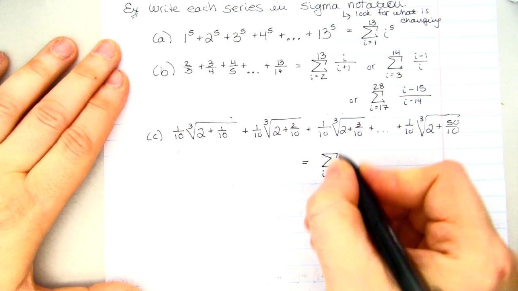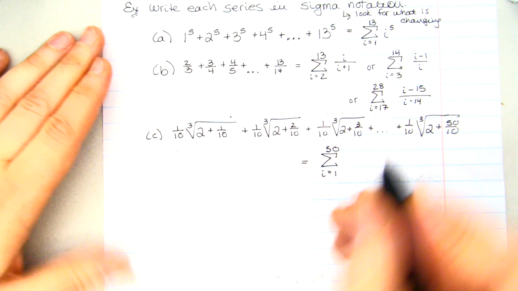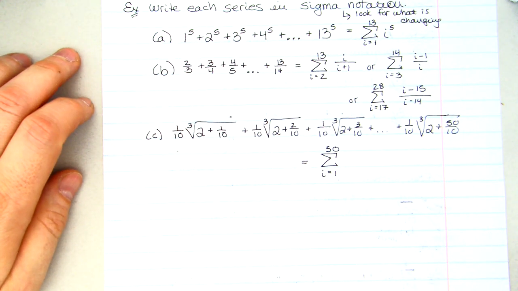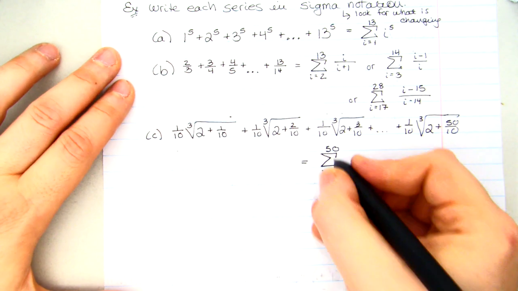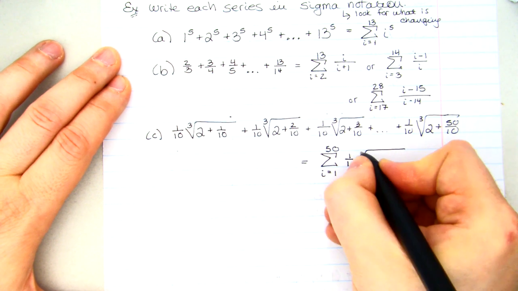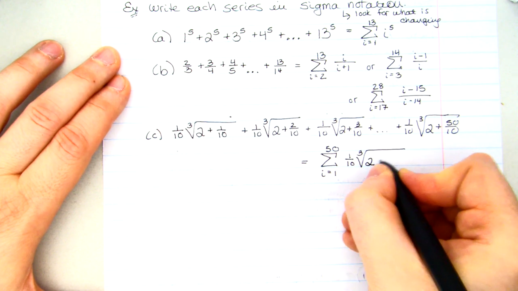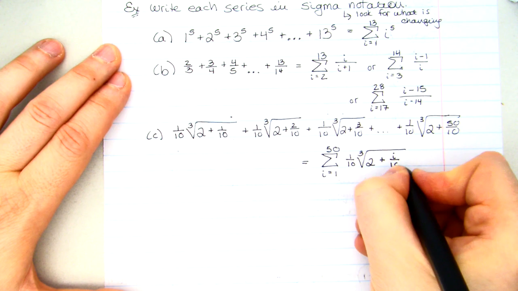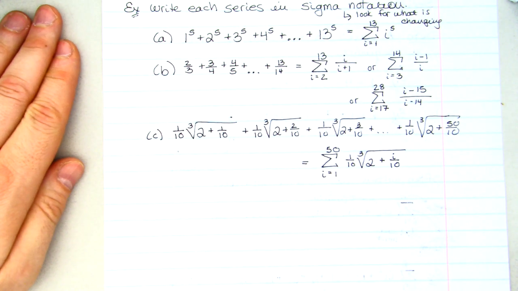Again, infinitely many ways to do it, but I think the easiest way is to say I goes from 1 to 50. Every term has a 1/10. I need that. Every term has a cube root. Every term has a 2. The only thing changing is the numerator of your fraction. So I think it's going to look like that. Anything here?